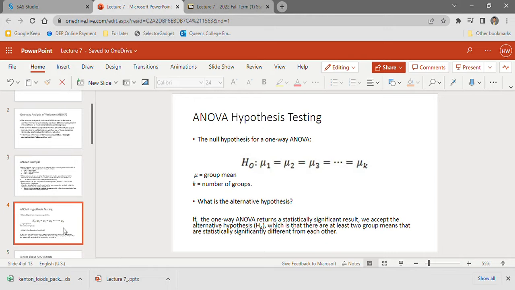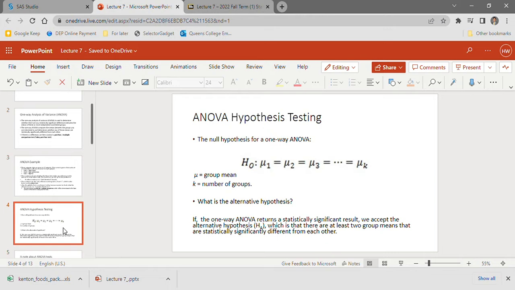And just a kind of refresher, if the one-way ANOVA returns a statistically significant result, right? So remember, what makes it statistically significant? We set our alpha level, right? We'll set it at 95% or p equals 0.05, and if our p-value comes in less than that, then we accept the alternative hypothesis, which is that there are at least two group means that are statistically significantly different from each other. I know that was a mouthful.